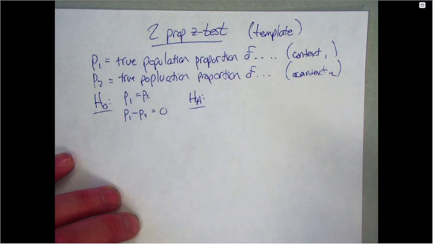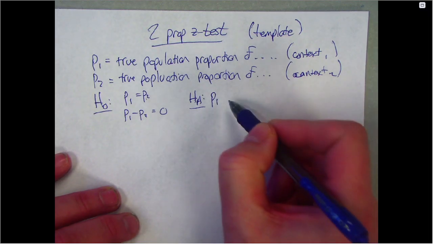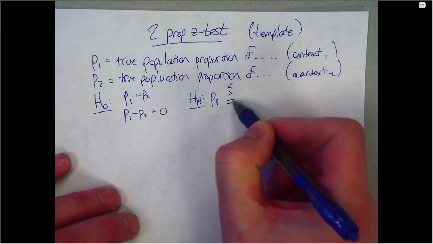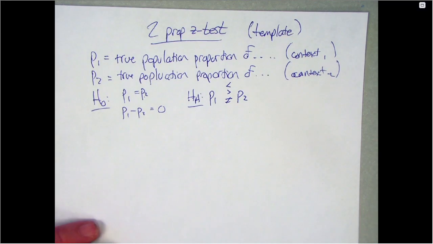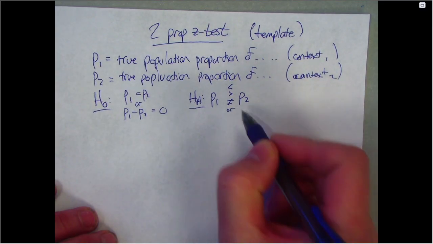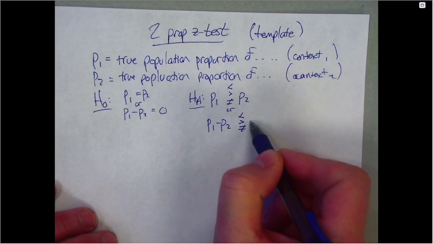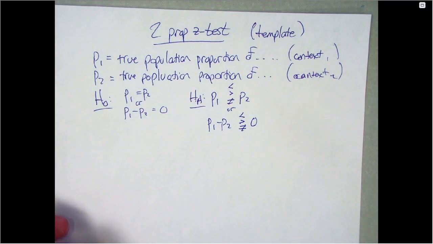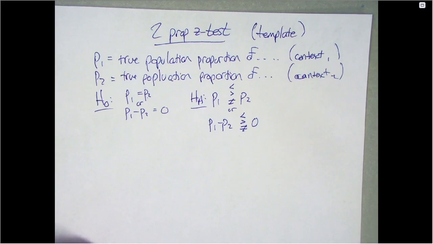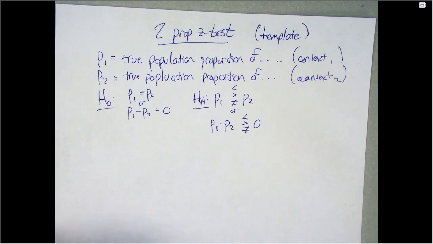HA, so again, it can be written two different ways. You might have P1 less than, greater than, or not equal to P2. So there's 4. Or you might have P1 minus P2 is less than, greater than, or not equal to 0. I know what I'm talking about. That still looks like nonsense to me. Does that make sense to you? Are we sure? Questions on it? This looks weird.